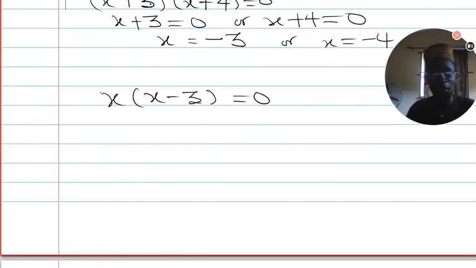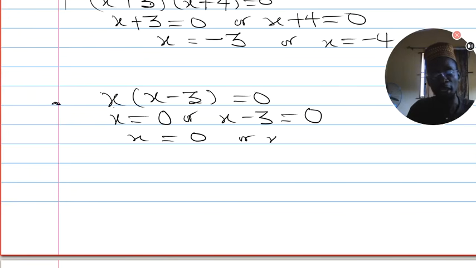Now look at this one as well. Whenever you have this kind of question here, just say x = 0, or x - 3 = 0. So x = 0, or x = +3. We are done with this.